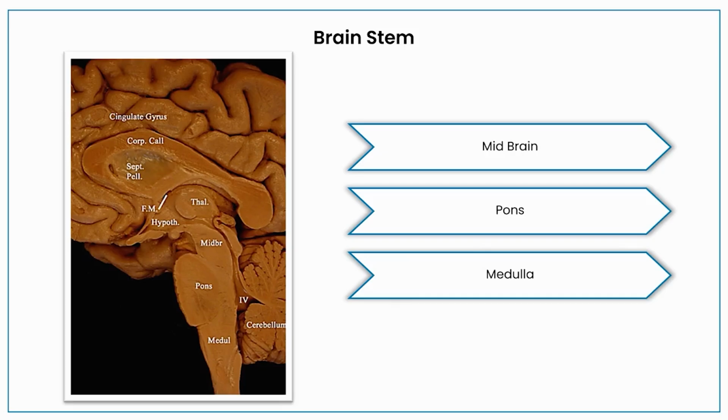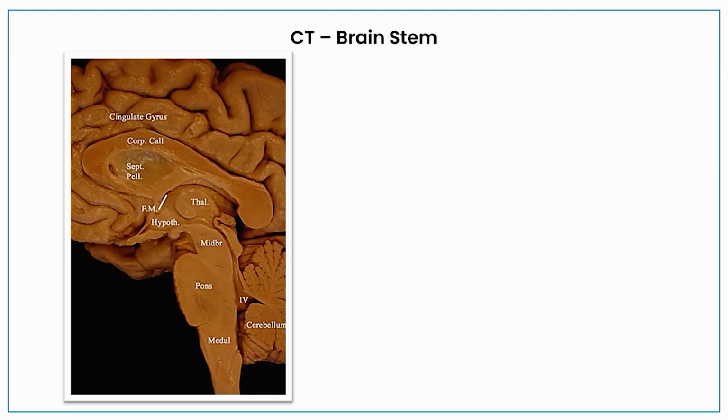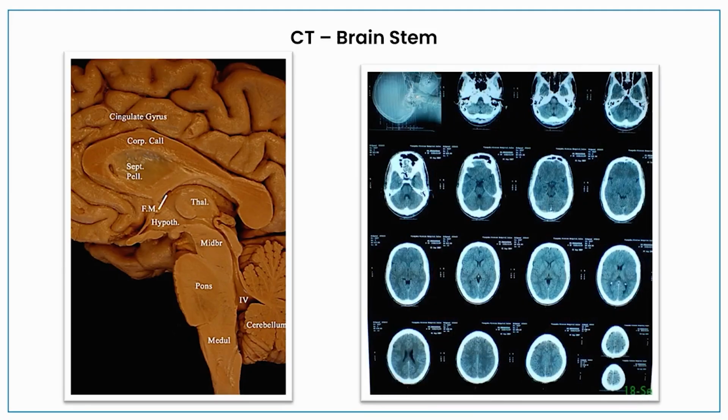I know the brainstem is midbrain, pons, medulla, but when you do reverse imaging, the first slice in a CT scan is actually going to start from the medulla, followed by pons and followed by midbrain. So how are they going to look in a CT scan? Let's look at those images here.